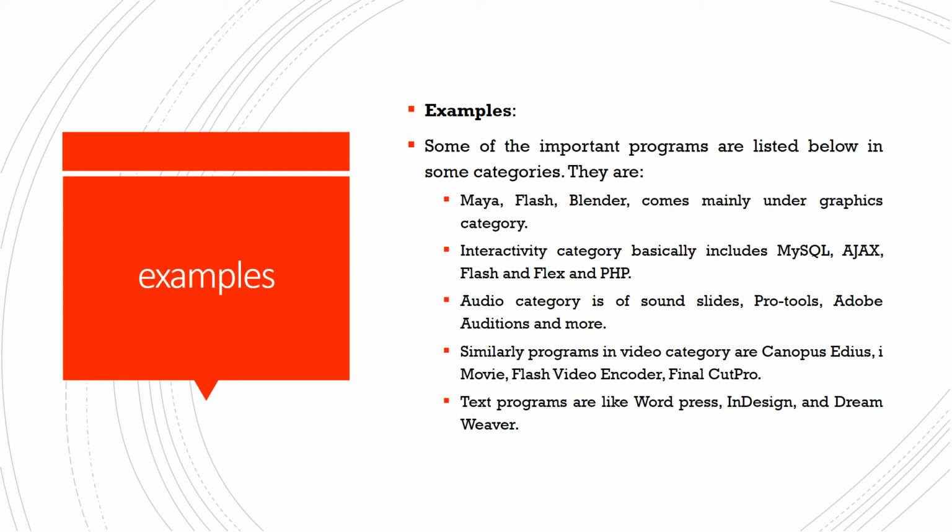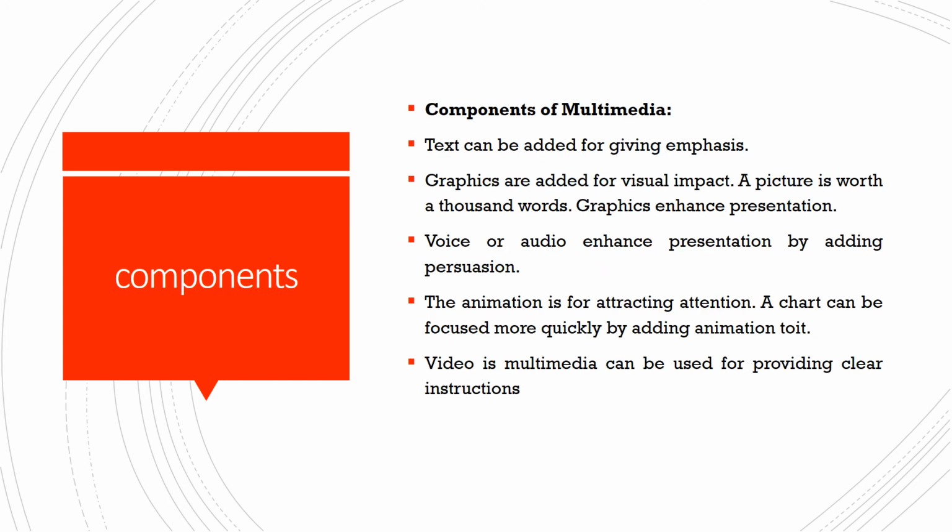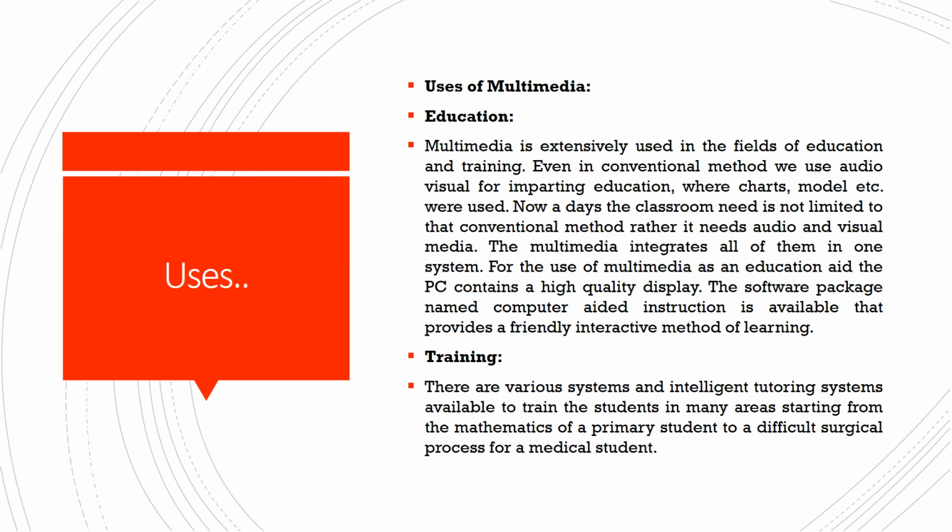Similarly, programs in the video category are Canopus ADS, iMovie, Flash Video Encoder, Final Cut Pro, and text programs like WordPress, InDesign and Dreamweaver. So these are some of the software required for developing multimedia applications: video application, audio application, text application. These are examples for creating audio, text, graphics, animation. All these are prepared only with the help of multimedia.